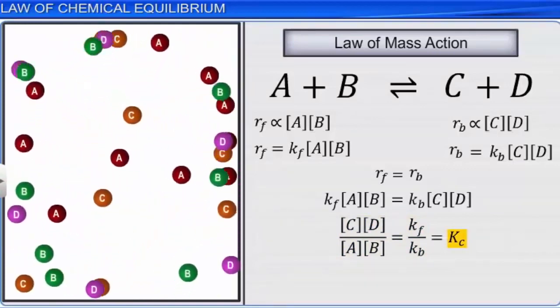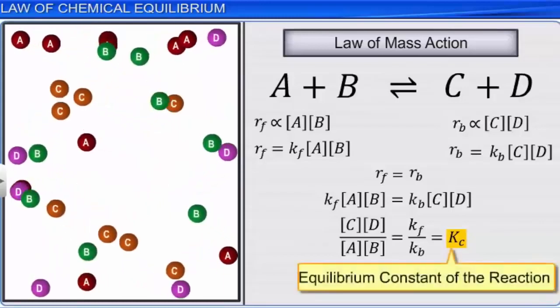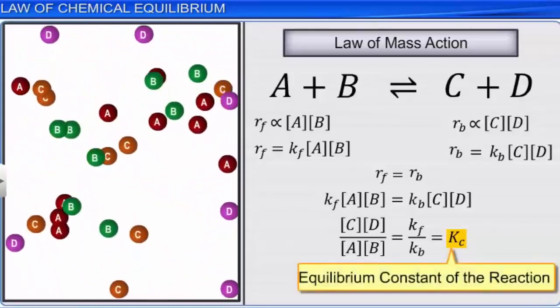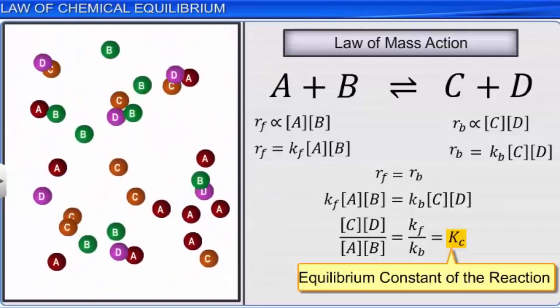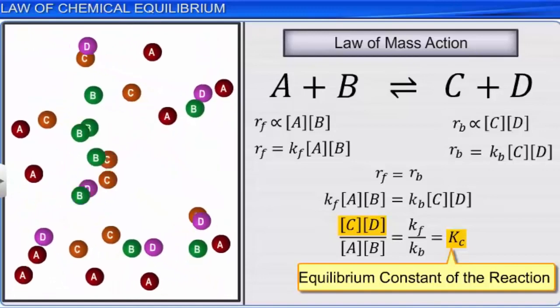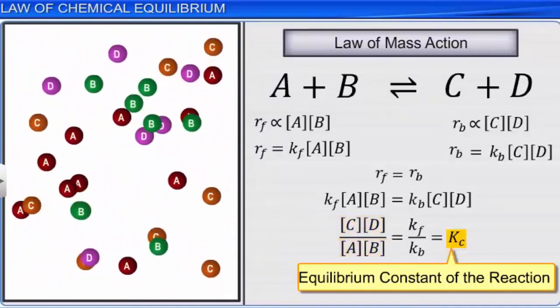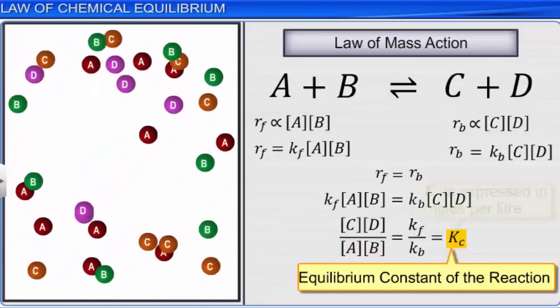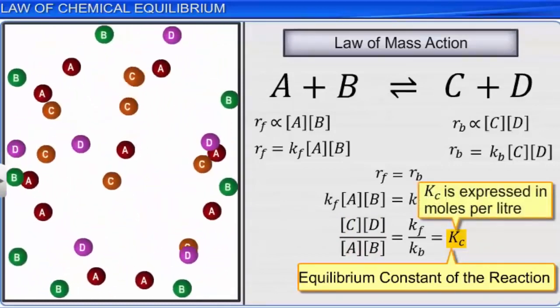Here, Kc is called the equilibrium constant of the reaction and is defined as the ratio of the product of the molar concentrations of the products to that of the reactants. The subscript C indicates that Kc is expressed in moles per liter.